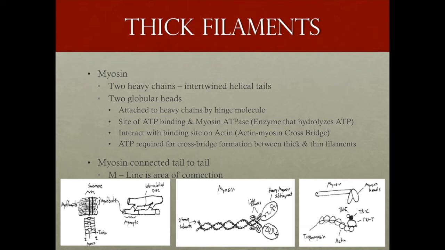On these globules, there is a site of ATP binding and myosin ATPase, which is an enzyme that hydrolyzes ATP. The globular head interacts with the binding site on actin, forming the actin-myosin cross-bridge. ATP is required for the cross-bridge formation and the linkage between thin and thick filaments.